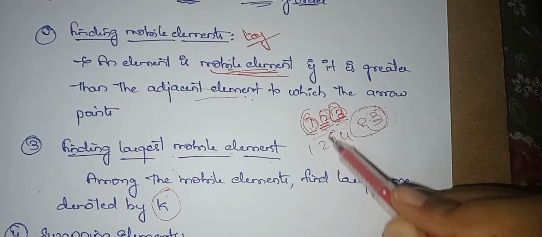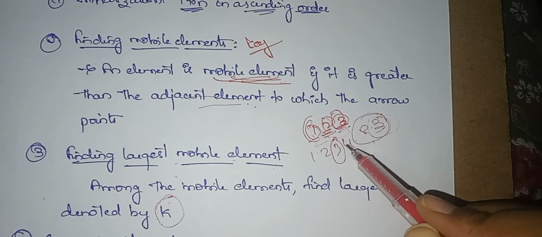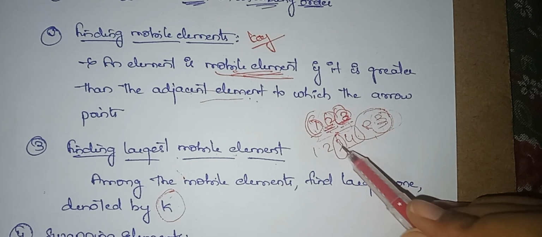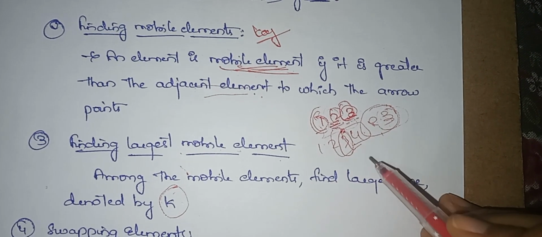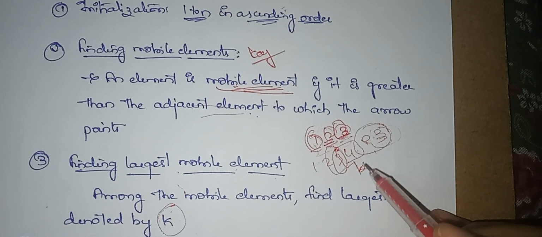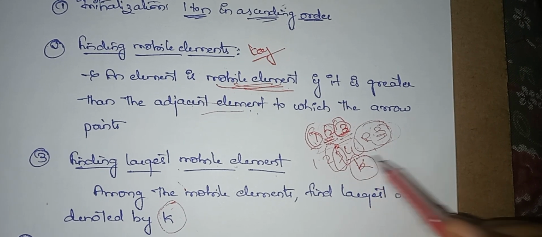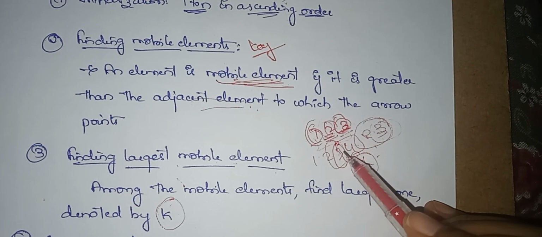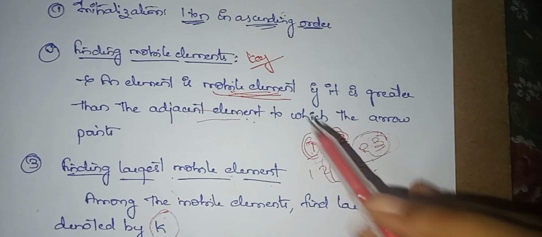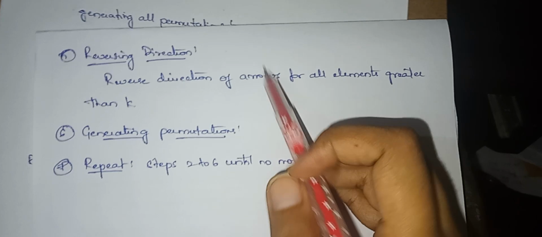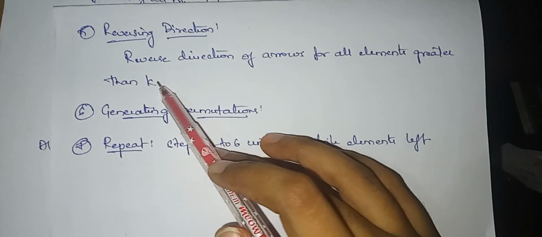For example, if I have taken 3 as the largest mobile element, and there is already an element greater than this mobile element k, then you have to reverse the direction of that element. We'll be looking at that in the example. So the fifth step is that you reverse the direction of arrows for all elements greater than k.